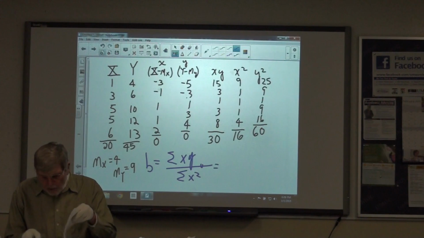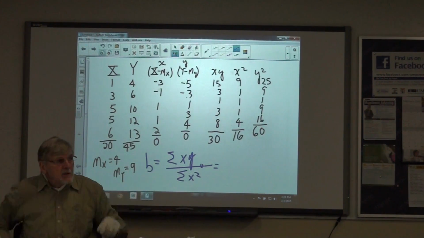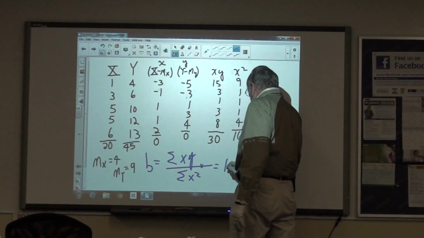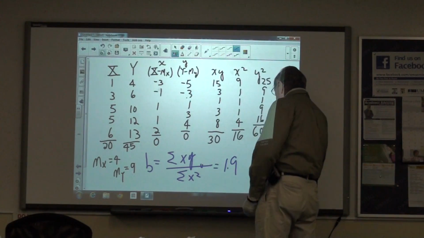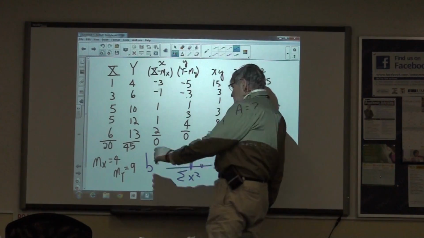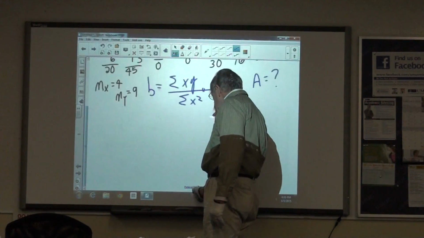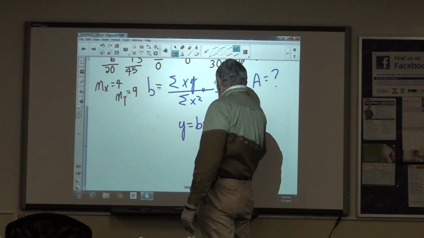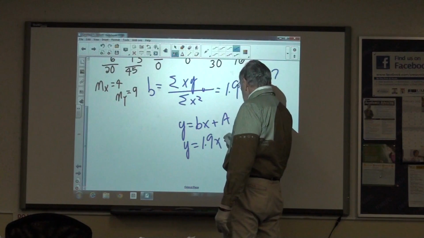So what do we get for the slope? 1.8? So the slope is equal to 1.9, rounded off, agree? Now, what we have to find is the y-intercept, a. So we have to go to the equation that for any points that are on the regression line, y is equal to bx plus a. That means y is equal to 1.9x plus a.